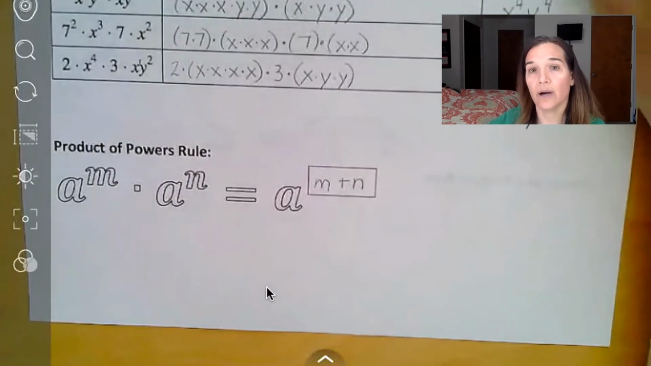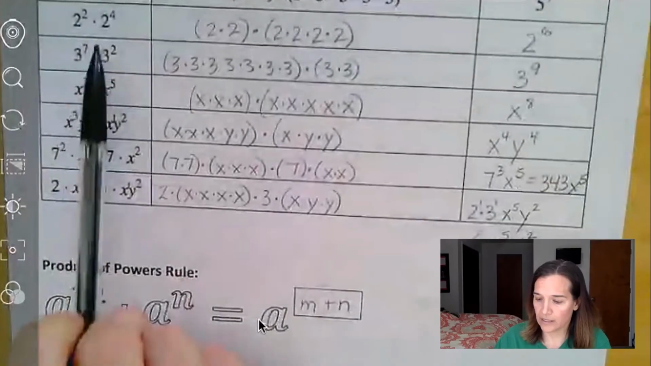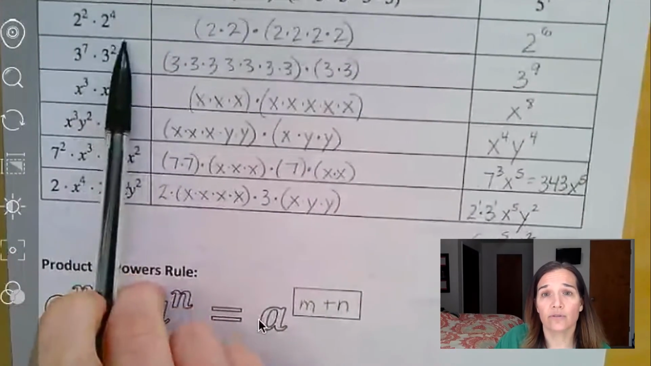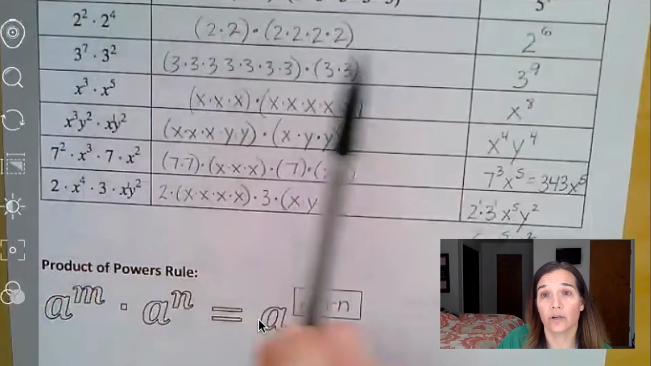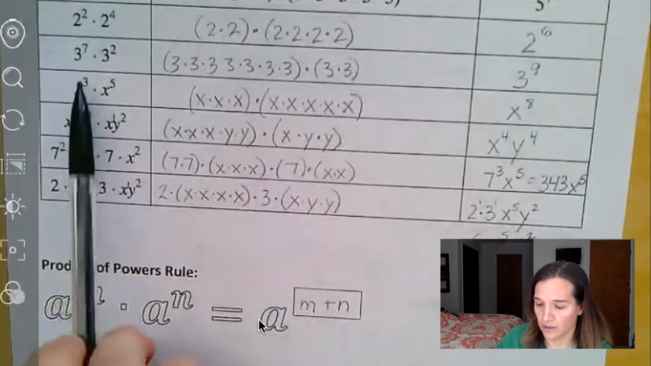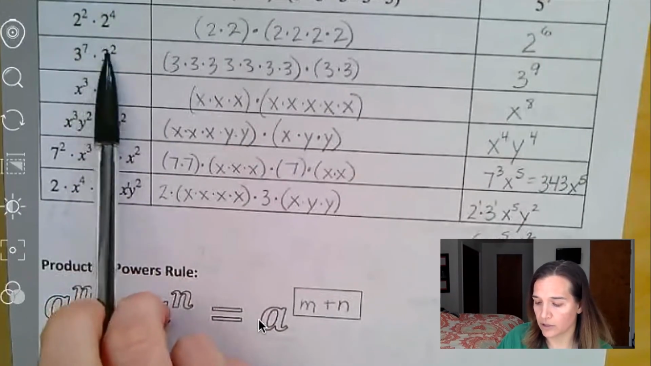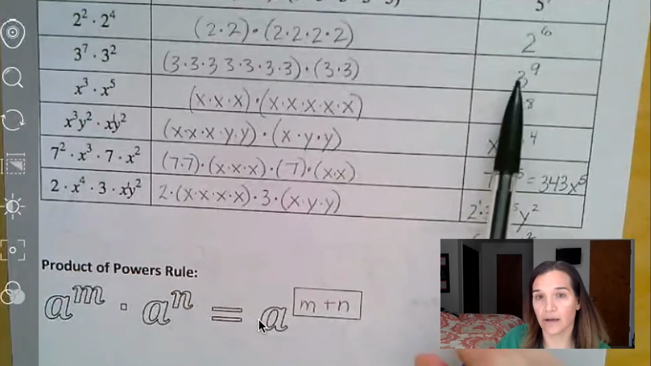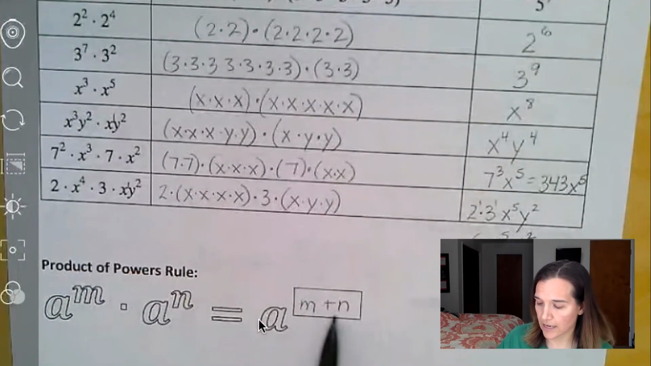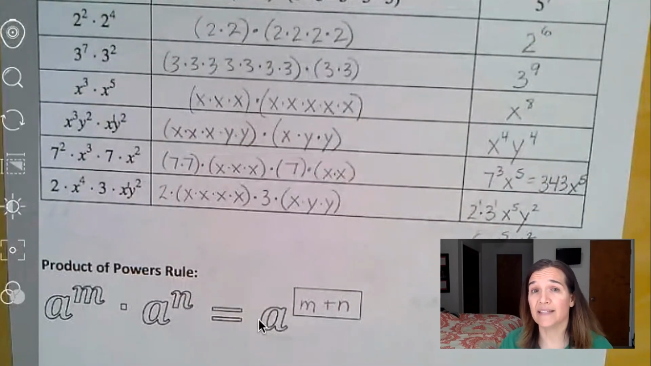And for most of you, you probably already figured that out while we were doing these problems up here. When I did 2 to the 2nd power times 2 to the 4th power, most of you knew that we're going to end up with 6 of them. We added 2 plus 4 to the 6th power. 3 to the 7th power times 3 squared, add up 7 and 2, you get 3 to the 9th power. Notice the base does not change. We are just adding up those exponents there. And we can only do that if the base is exactly the same, then we can add their exponents.